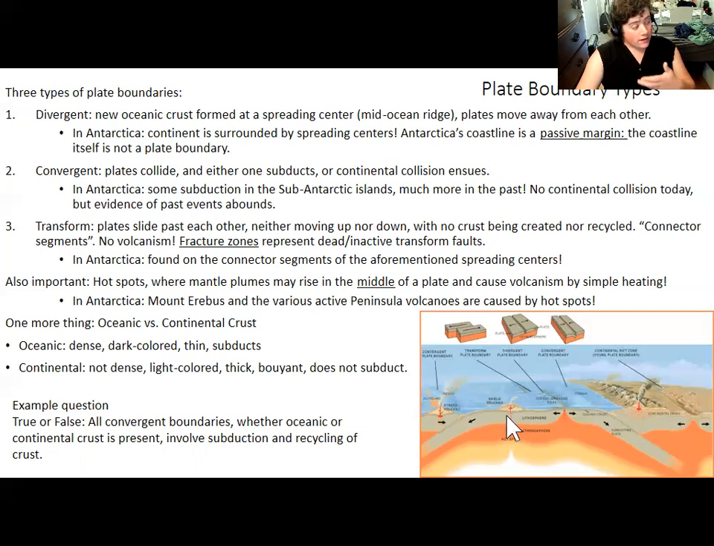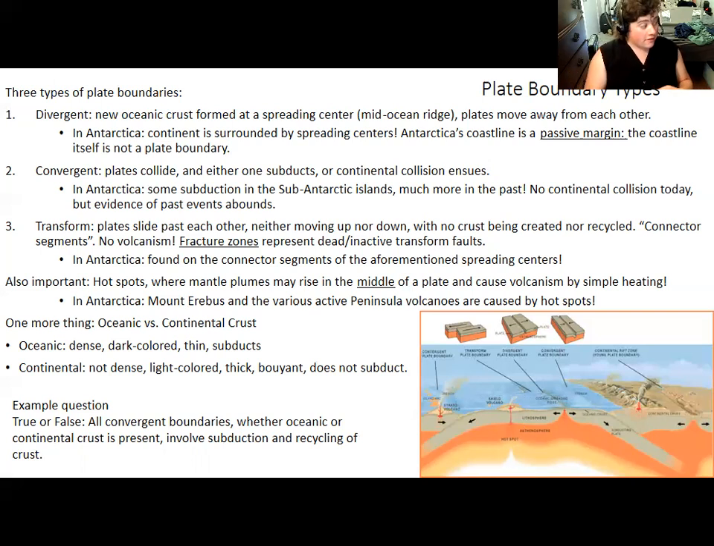And you get this chain of islands where there's only one active volcano above where the hotspot is now. And since the plate moves, but the hotspot doesn't, you'll get this chain of dead volcanoes extending behind that used to be above the hotspot, but have now been moved away from it by the plate.